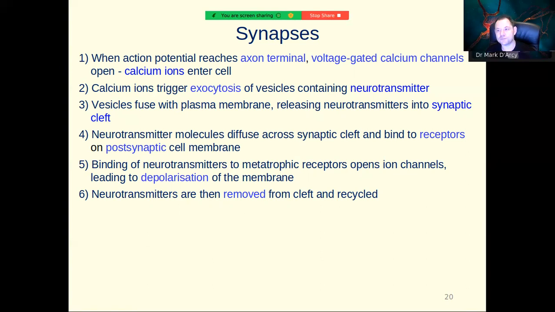Neurotransmitters are then removed from the cleft and recycled. Obviously, they have to be removed or the channel would stay open. So there are degrading enzymes that will degrade the neurotransmitter, causing the channels that were opened in the next neuron to close again and everything to reset. And the degraded neurotransmitters are usually taken back up by the parent cell, the presynaptic cell, presynaptic neuron, and recycled.